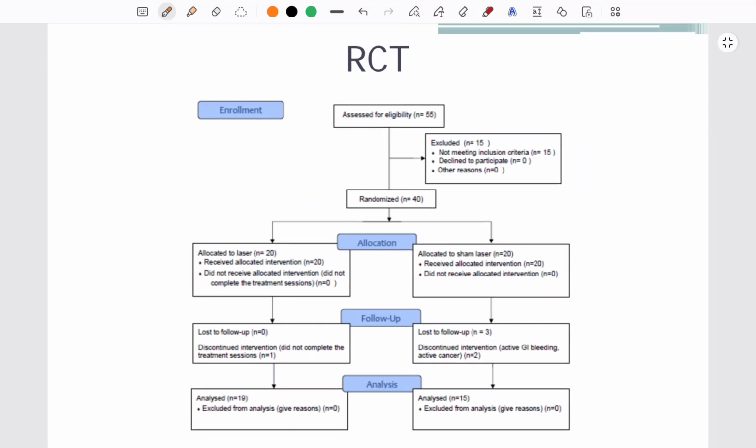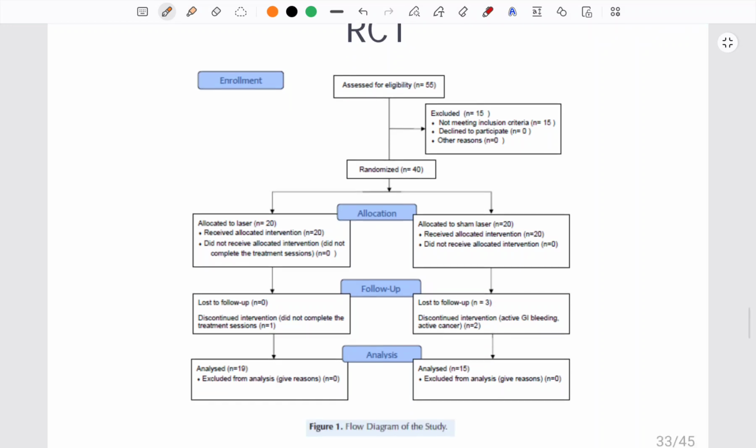This is a CONSORT diagram. For the RCT, you need to report how many subjects you recruited at the beginning, based on which inclusion/exclusion criteria, and how you randomized them into group 1, 20 people, and group 2, 20 people.